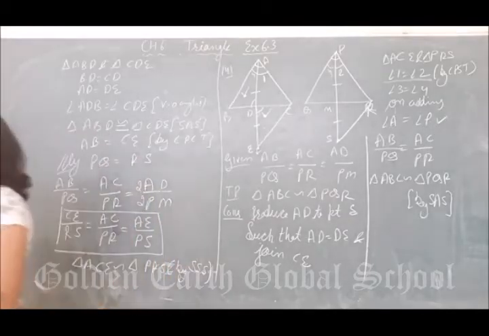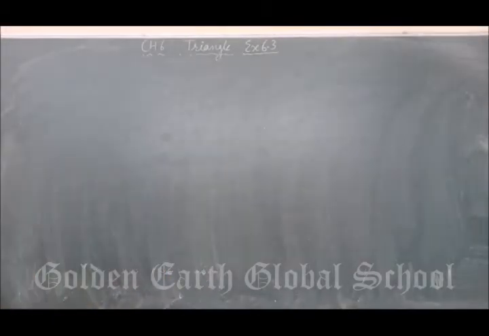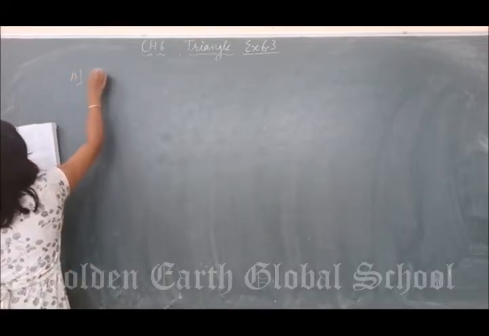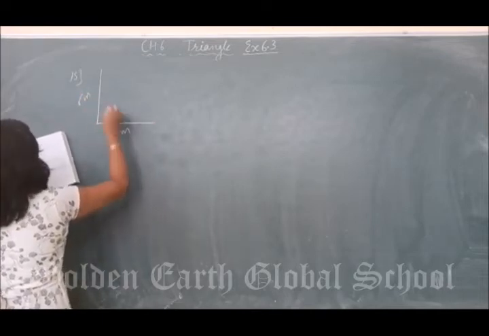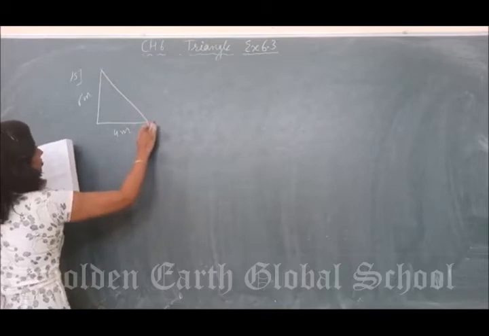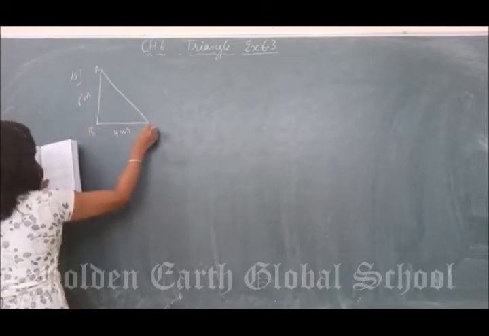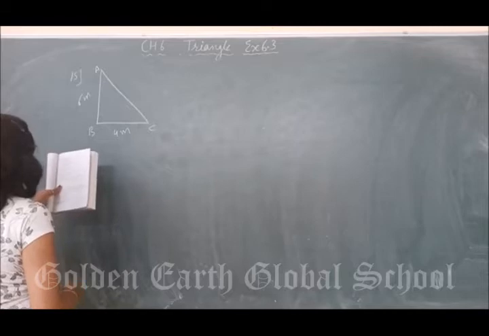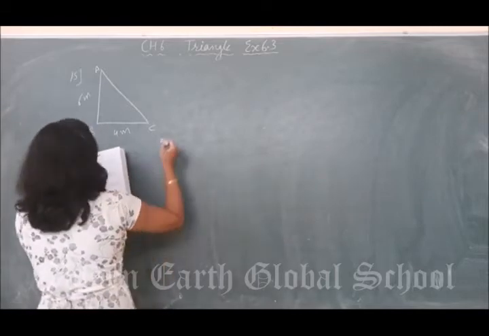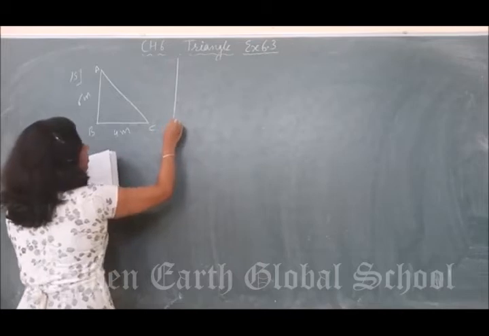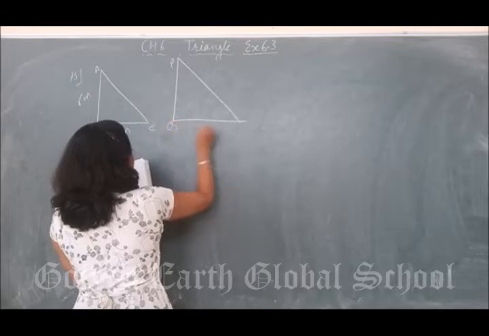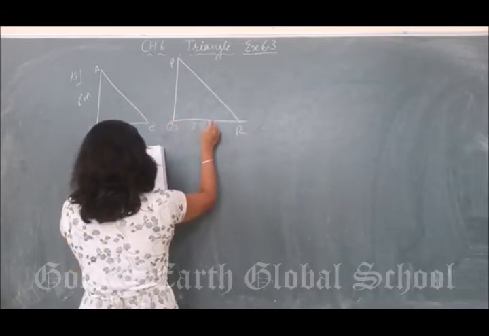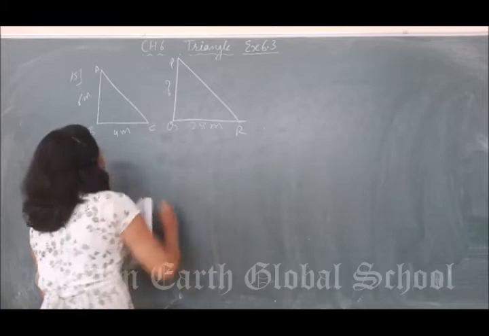Draw the figure. 15th question. A vertical pole of length 6 meter casts a shadow of 4 meter on the ground, and at the same time a tower casts a shadow 28 meter long. This is the tower and this is the shadow. Shadow is 28 meter long. Find the height of the tower.